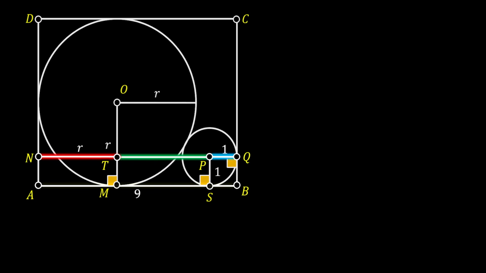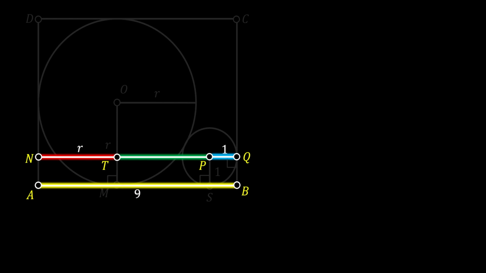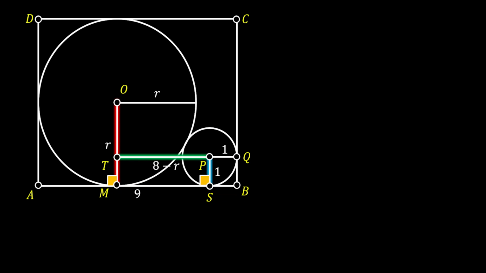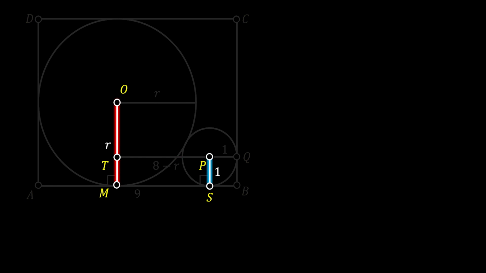Now, if we clear our image a little bit and take a look at the bottom length of our rectangle AB, you can see that this length AB consists of segments NT, TP, and PQ. So, if we substitute all our values from the sketch, we can easily work through this to get that the line TP must have the length of 8 minus r. Great. So now let's go back to our sketch. And this time, let's take a look at the line PS, which is the radius of our smaller circle.